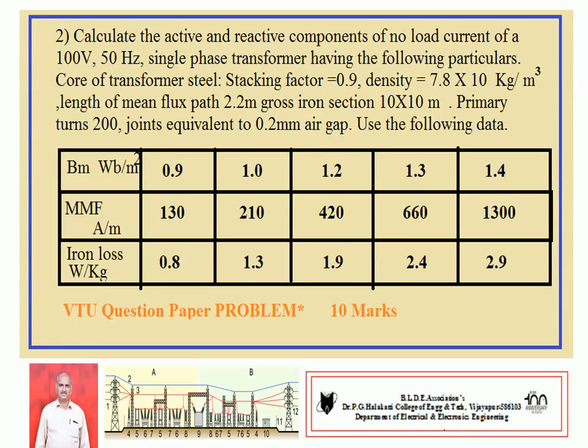Second problem, it is very important. The same problem was asked a number of times in PTO examination, minimum 10 marks. All data you write down on one side in symbols, whatever details are given. So later on you can go for the graph. You plot the graph: you take Bm as x-axis, MMF per meter as y-axis. On the same y-axis, iron loss, watts per kg. On the y-axis you keep these two components, x-axis as Bm. You plot the graph.